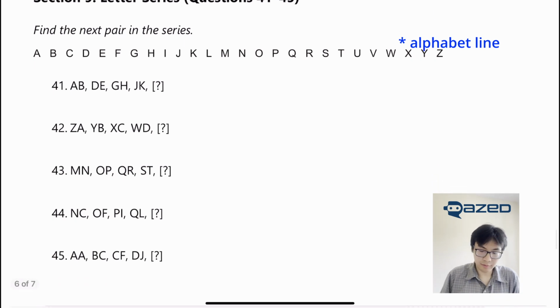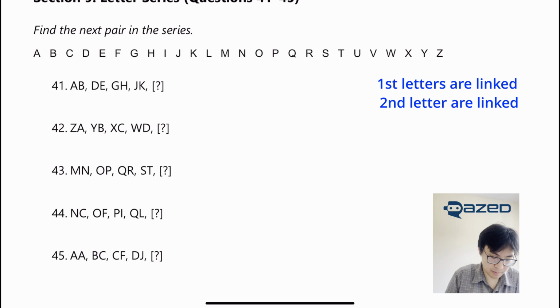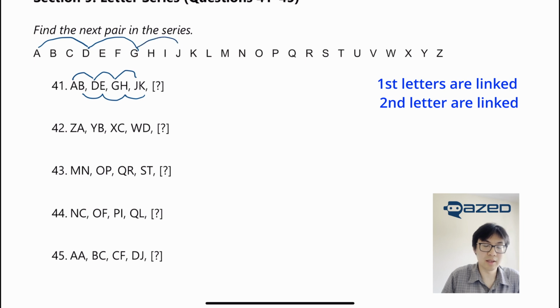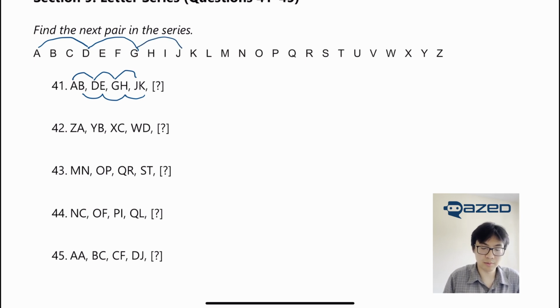Okay, so the first one we have, usually how it works is the first letter is linked, and the second letter, they have their own little thing going on. So, let's see what's going on here. Between A to D, we jump like this. From D to G, we jump like this. And then we jump like this for J. So each time we're jumping 3 steps. So the next one would be M.